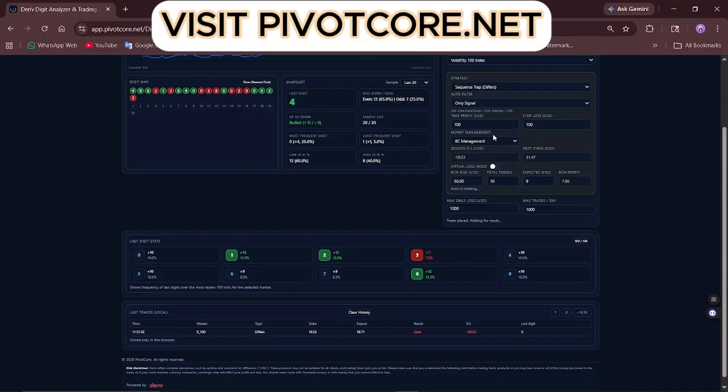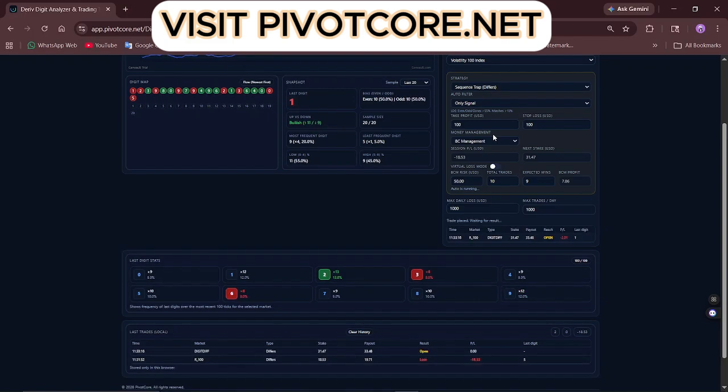My plan for this session is very specific. I am going to run 10 trades, aiming for a 90% success rate. Before we hit the start button, let's look at the PivotCore interface. It's incredibly clean and user-friendly. You don't need to be a programmer or a pro trader to use this. You simply connect your Deriv account, choose your strategy, in this case digit differs, and set your parameters. I've set my stake and my target.